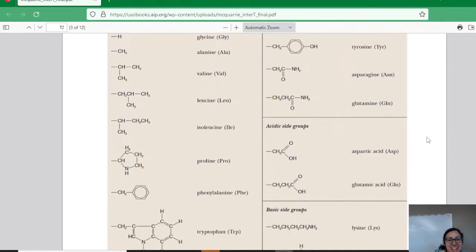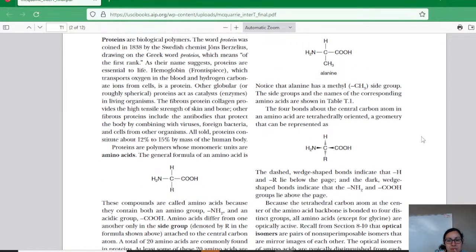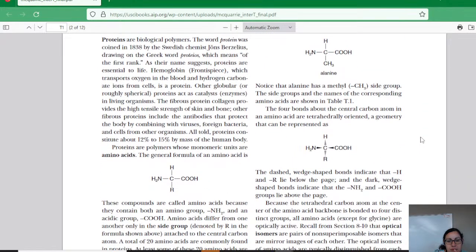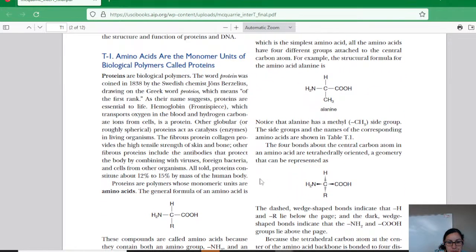Marissa, if you scroll up just a little bit, right there is where it has the amino acid base, and then it changes where the R is, and that made it really easy for me to understand what was supposed to be going on with multiple changes.